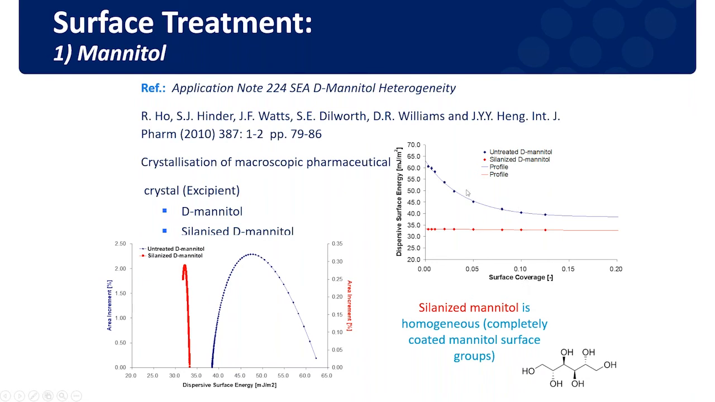On the other hand, our untreated sample is comparatively heterogeneous. Here we have a large difference between our highest energy sites and our lowest energy sites. And this can perhaps be a bit more clearly observed with our surface energy distribution. Here we have a very wide distribution in the case of the untreated and a very narrow distribution in the case of our siliconized D-mannitol.